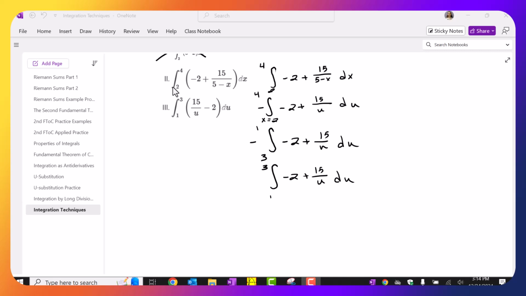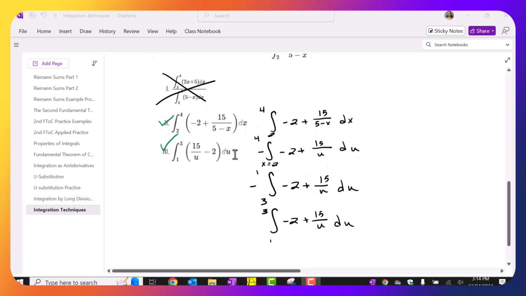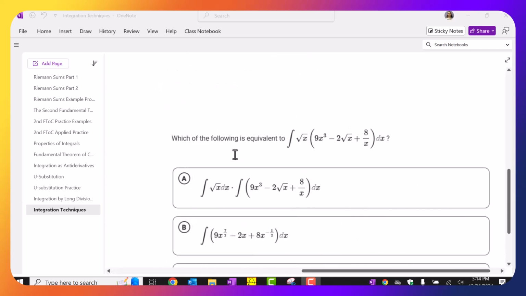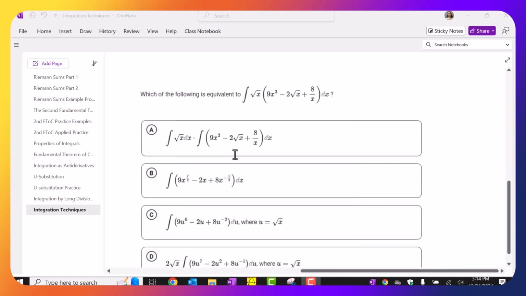And this is the same thing as that. It's just putting the 15 over u in the front. It makes no difference. Same idea. So we get that 2 and 3 are both equivalent. Boom. Last question. This one here.